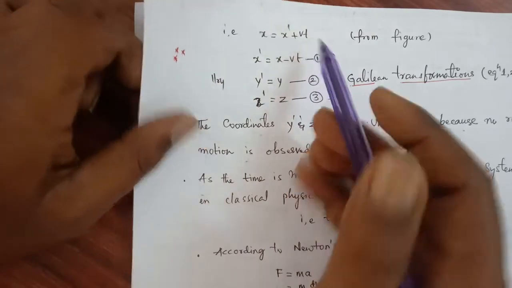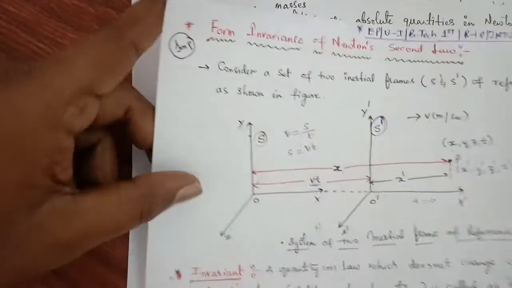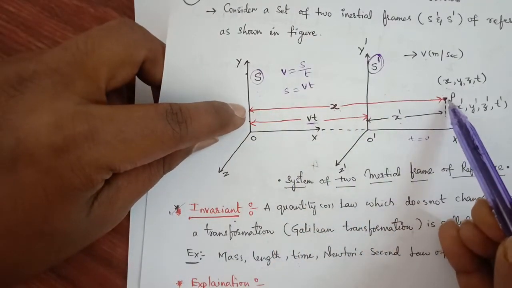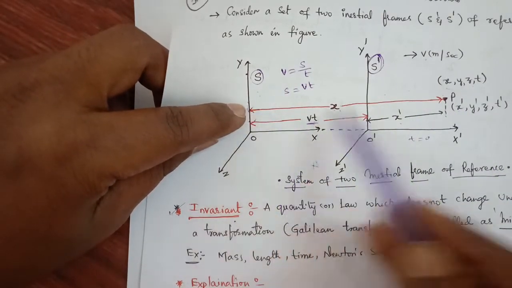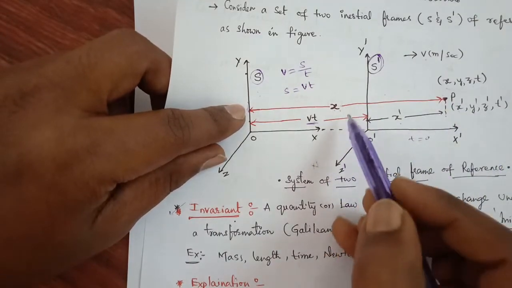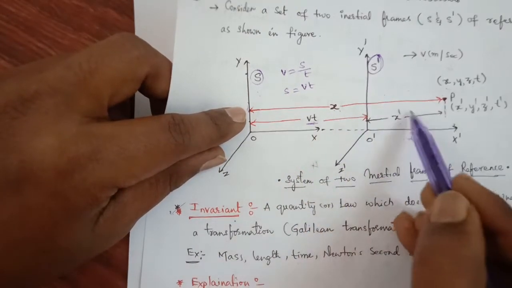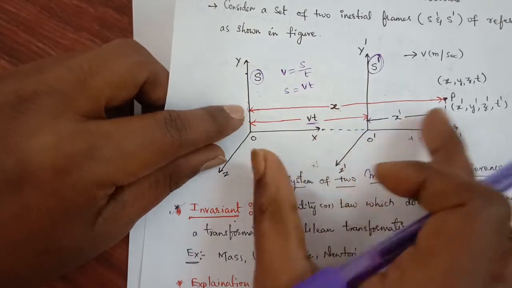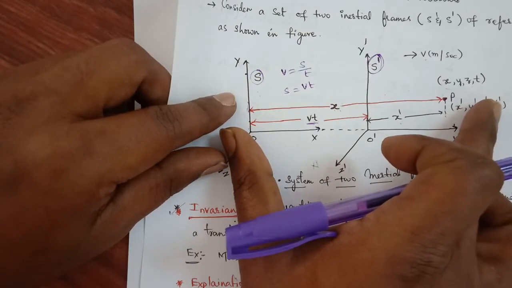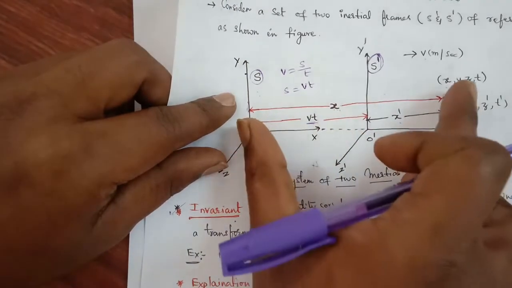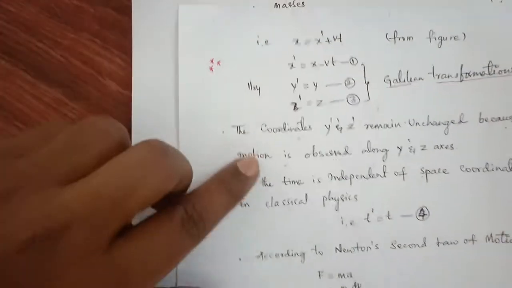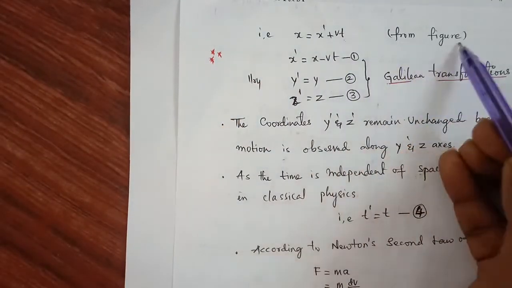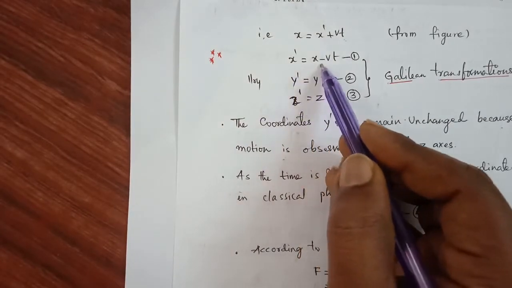How can we get this? Listen to me. The diagram is like this. This total distance is x, from the S frame to the particle. And this is this one plus this one: vt plus x dash equals x. Yes or no? This is the total distance. This one plus this one gives x, so I am writing it as x equals x dash plus vt. This is from the figure. And x dash is equal to x minus vt.